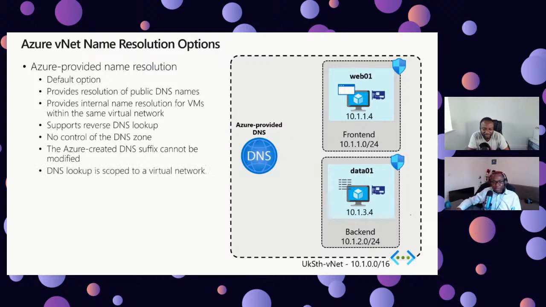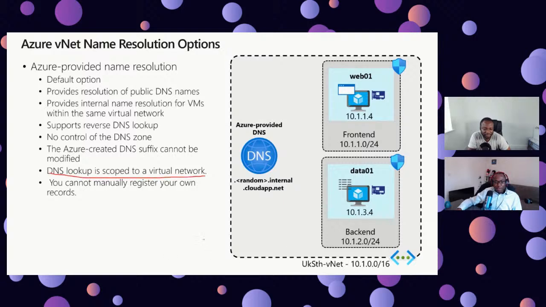So the DNS suffix will be in the form of random characters .internal.cloudapp.net, and we can't modify that. So essentially, host names will be web01, and so on. The other downside to it is that it's only scoped to the virtual network. So let's talk about that.